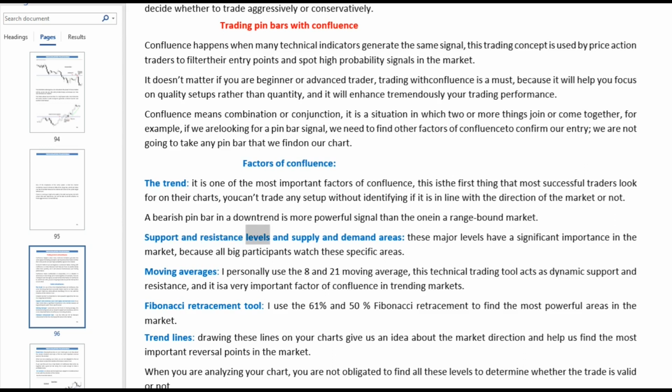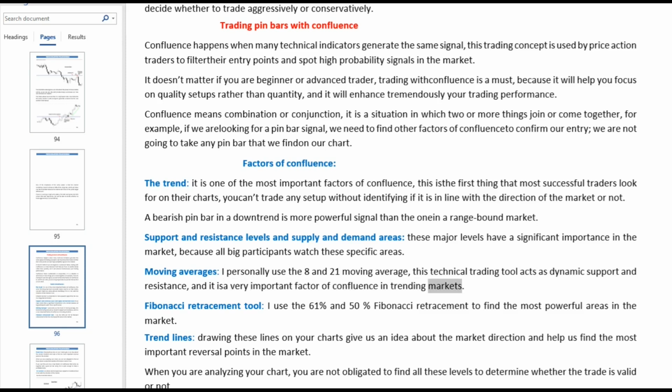Support and resistance levels and supply and demand areas, these major levels have a significant importance in the market, because all big participants watch these specific areas. Moving averages, I personally use the 8 and 21 moving average. This technical trading tool acts as dynamic support and resistance, and it is a very important factor of confluence in trending markets.